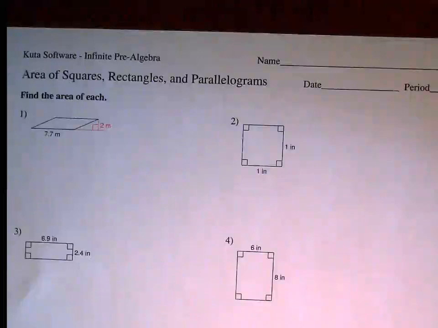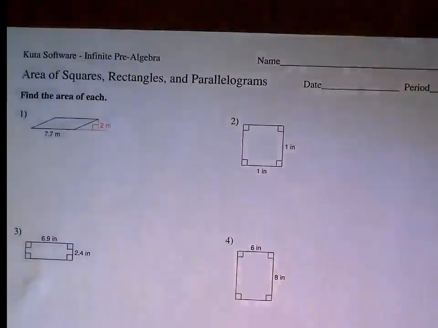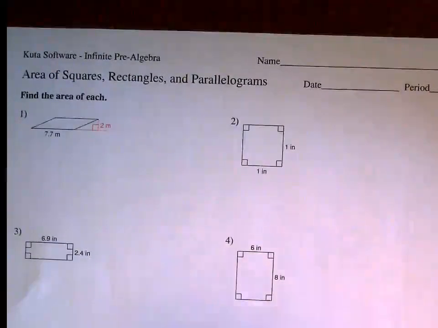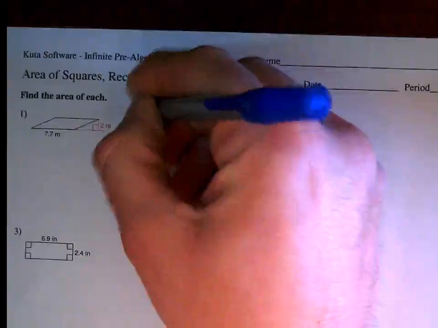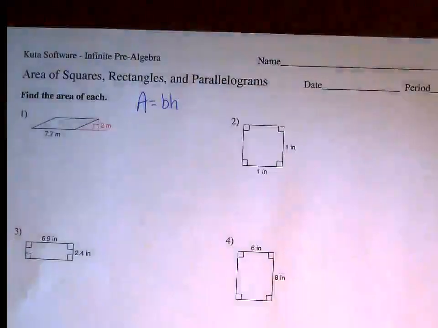We're going to look at a couple examples. We'll look at a parallelogram, a square, and then a rectangle, and then I'll show you some other practice that you can do. So let's start out with the first one. We have a parallelogram here, and for a parallelogram, our formula is area equals base times the height.